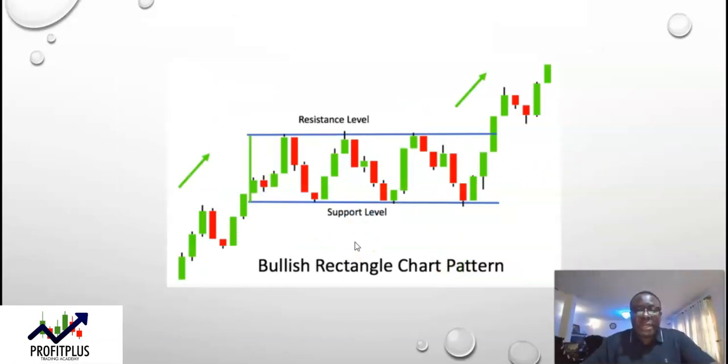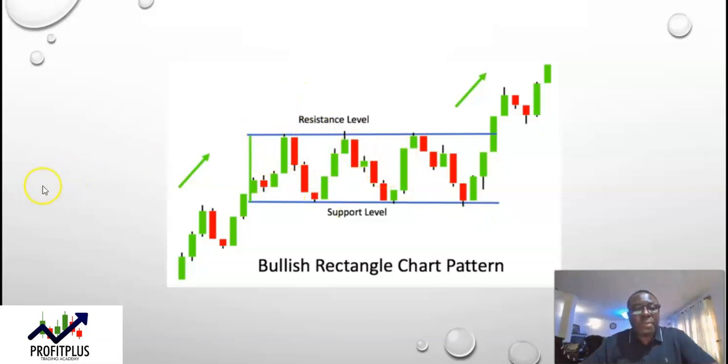The next pattern is the rectangle, and of course we have the bullish rectangle and the bearish rectangle. What we have here is a bullish rectangle chart pattern forming in an uptrending market. You can see the arrows pointing upwards, so this is an uptrending market. This is an impulse. Price moved into this zone and now started doing some correction. You can see that this one is flat. This is a rectangle. It's not slanting like a flag.